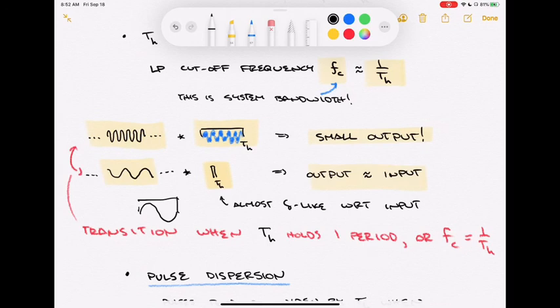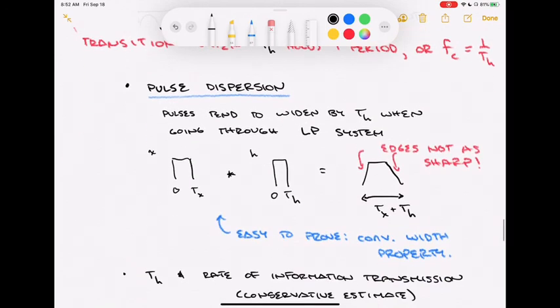Well, if I've got 1 cycle per that TH, that's a frequency 1 over TH. That's how we got that cutoff frequency. Pulse dispersion. This is an interesting phenomenon as well. Low pass filters are found everywhere. Basically, all practical systems have some element of low pass character.